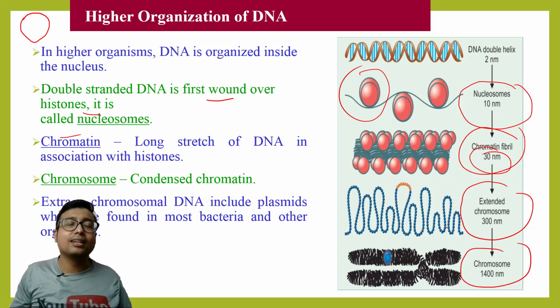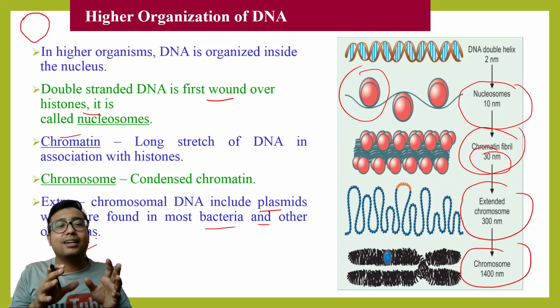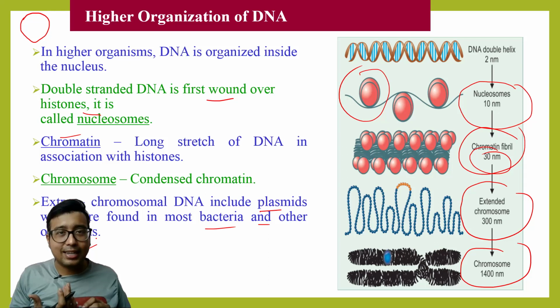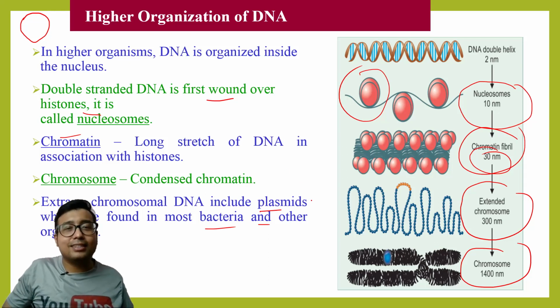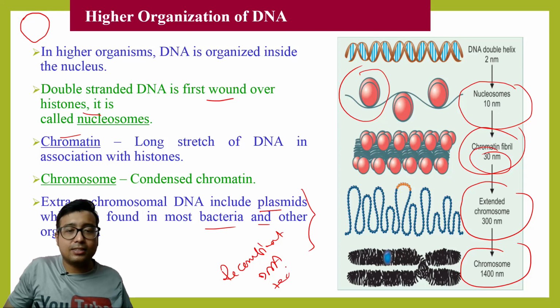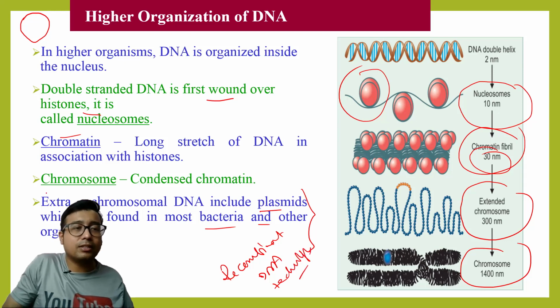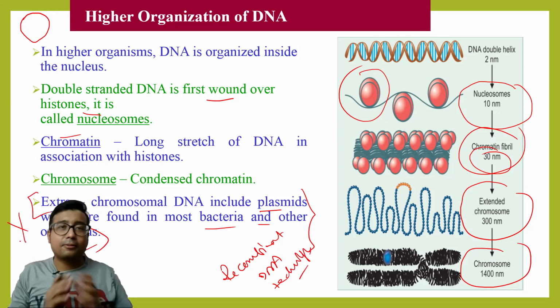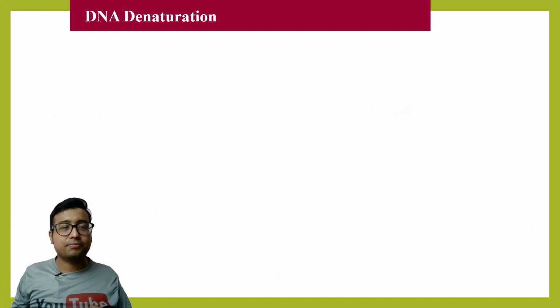There are exceptions to that. Chromosomal DNA include plasmids, which are found in most bacteria and other organisms. They are often not coiled like that. Because plasmid, you will be taught this in future classes when you will be taught recombinant DNA technology. So ignore this point, just forget this extra. Totally, I'll be explaining this in much detail in future.